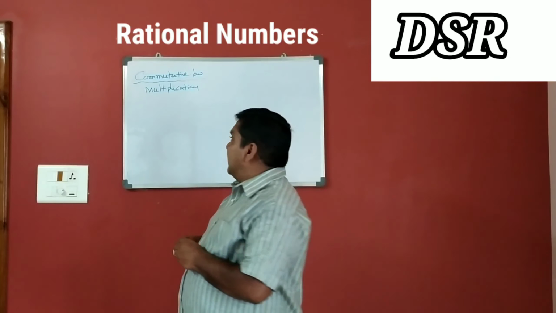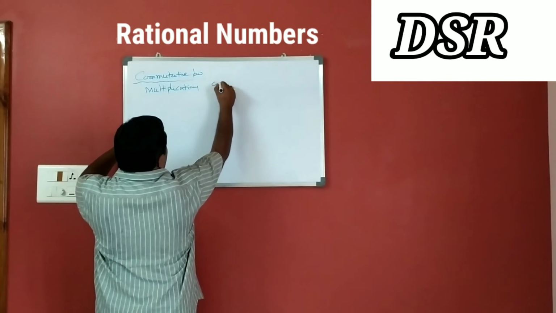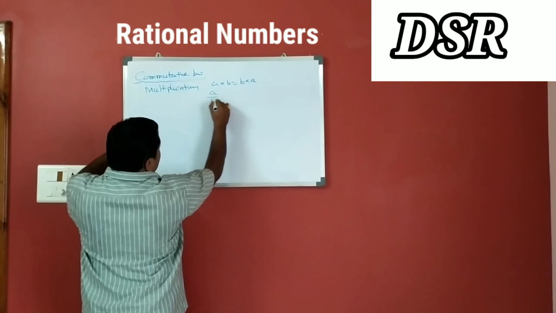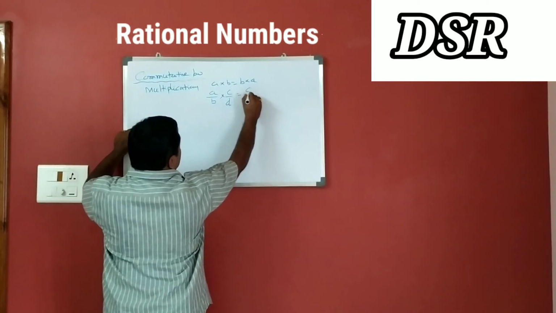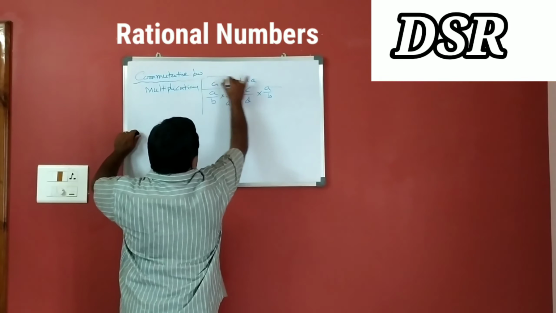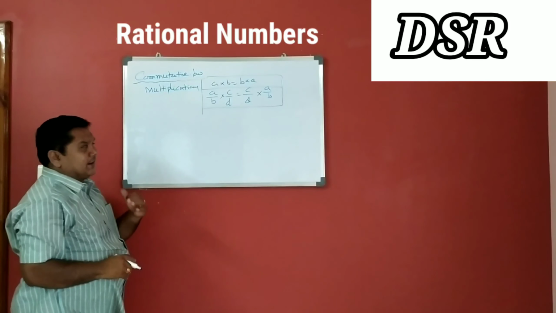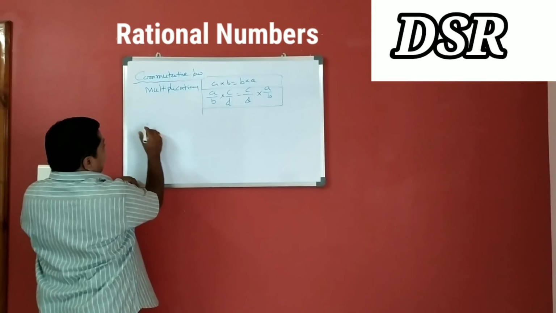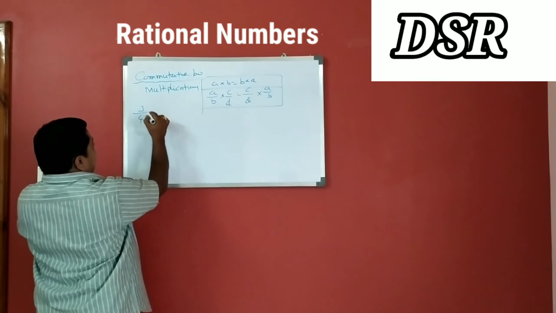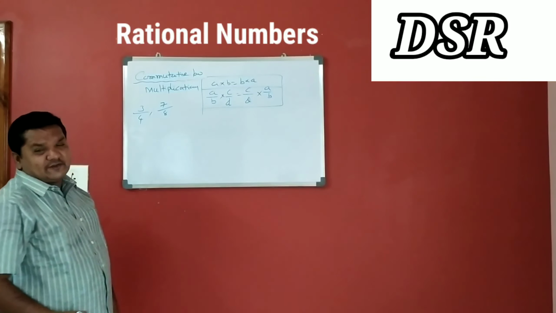The commutative property under multiplication we have to discuss. For any two rational numbers, A into B is equal to B into A. Otherwise, A by B into C by D is equal to C by D into A by B. You can write it in these two ways, no problem at all, either fractions or any number. For example, we can take two rational numbers, 3 by 4 and another rational number, 7 by 8.